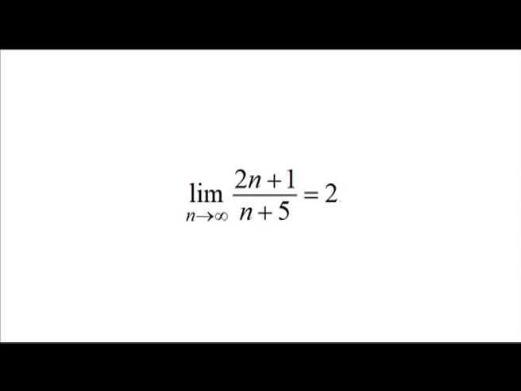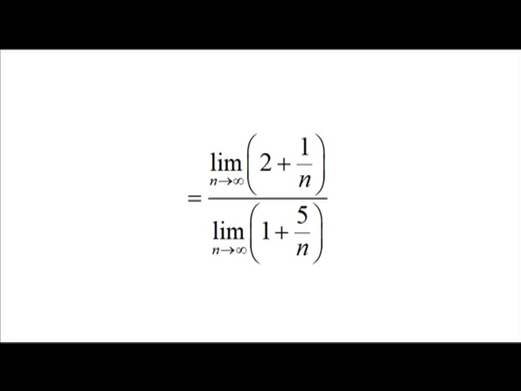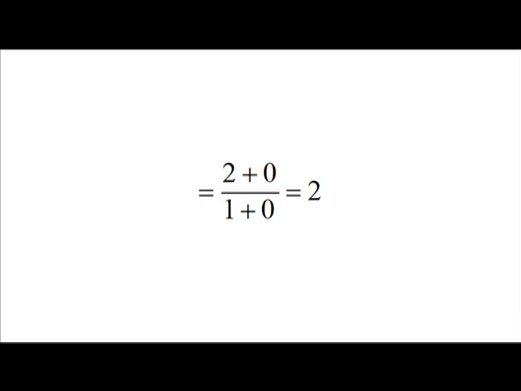We show that the limit of (2n + 1)/(n + 5) as n approaches infinity is 2. We have the limit of (2n + 1)/(n + 5) as n approaches infinity equal to the limit of (2 + 1/n)/(1 + 5/n), which is equal to the limit of (2 + 1/n) over the limit of (1 + 5/n) as n approaches infinity, using the quotient rule, which is equal to (2 + 0)/(1 + 0), which is equal to 2.